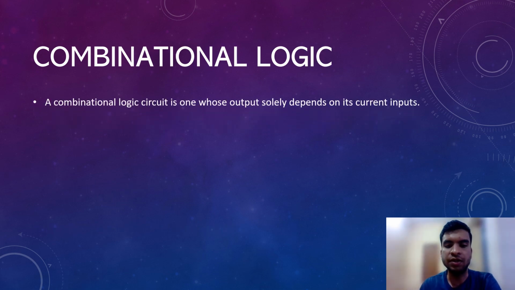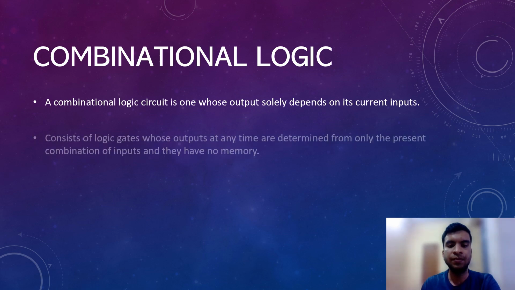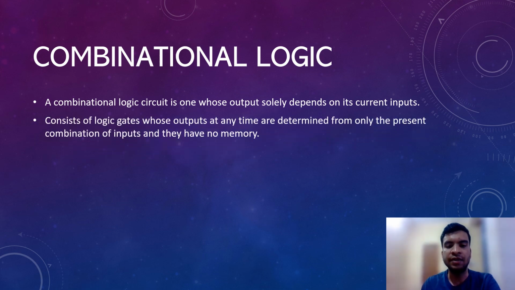A combinational logic circuit is one whose output solely depends on its current inputs. This means that unlike sequential circuits, combinational circuits depend only on the currently provided inputs and not on the previously derived outputs. It consists of logic gates whose outputs at any time are determined from only the present combination of inputs and they have no memory. And since they don't have any memory, they don't store the outputs of the previous cases.